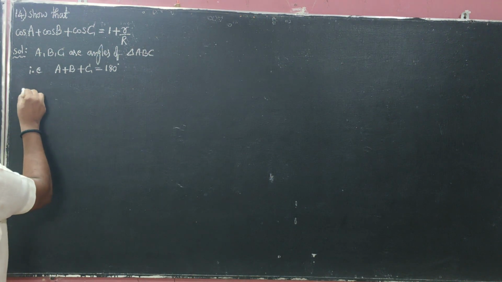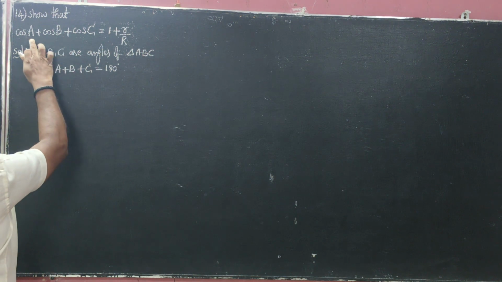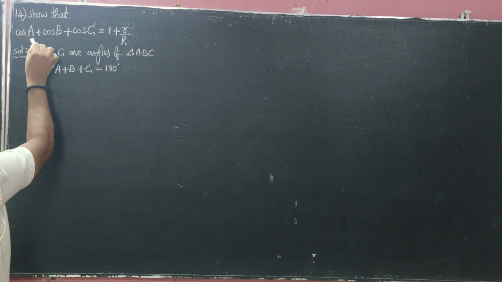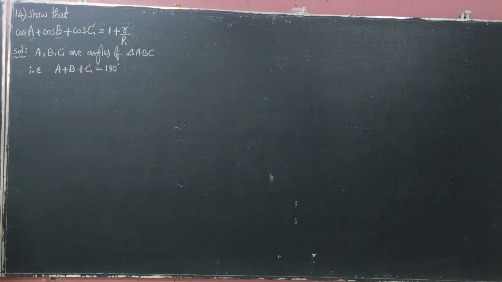So from this, in A plus B plus C, we divide by 2, because we can use the formula cos C plus cos D.